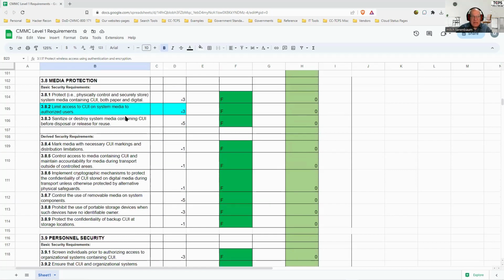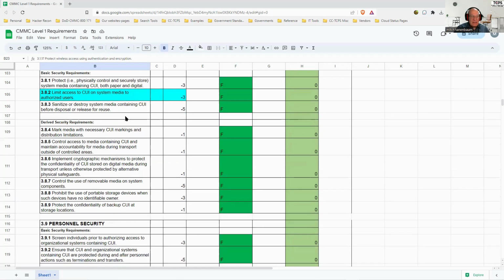Next is media protection in section 3.8. And the control that applies there is you have to limit access to CUI to authorized users. Well, again, since in theory for Level 1 there is no CUI access, that means that those folks should have no access to any CUI. Again, seems pretty straightforward.